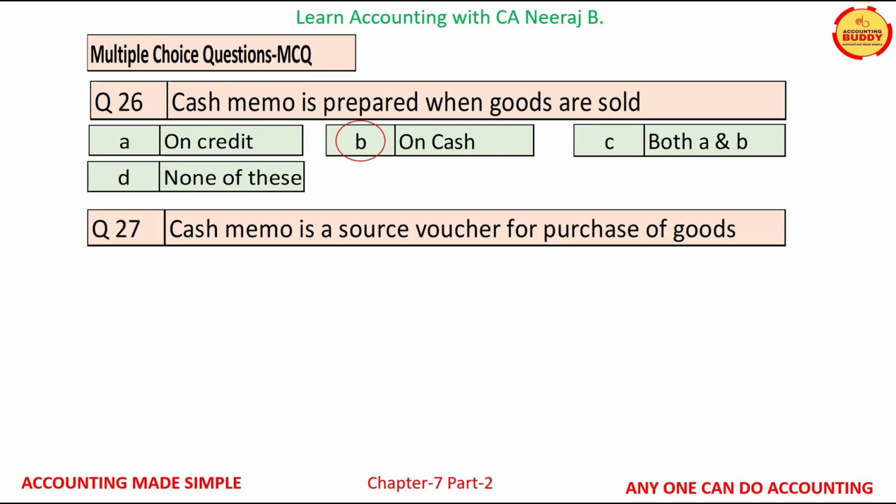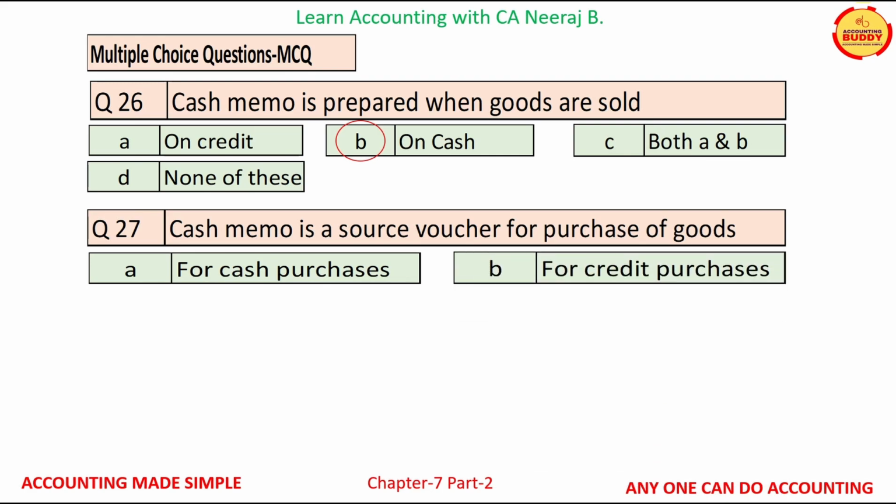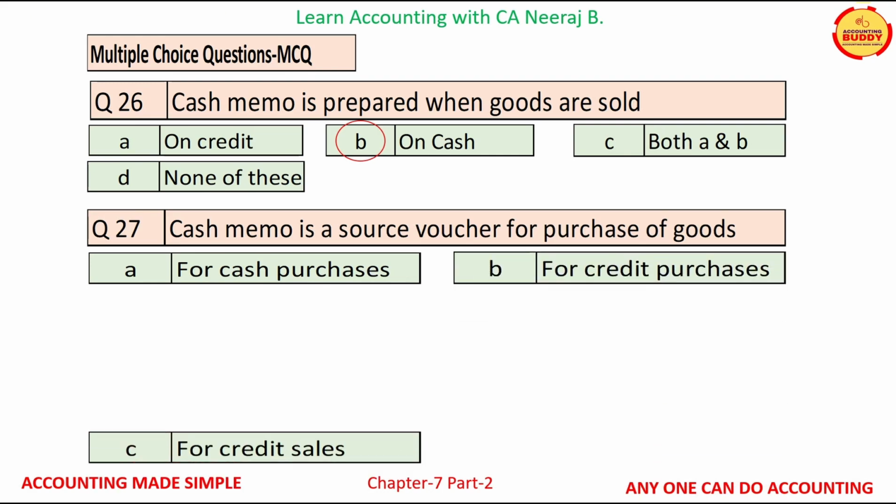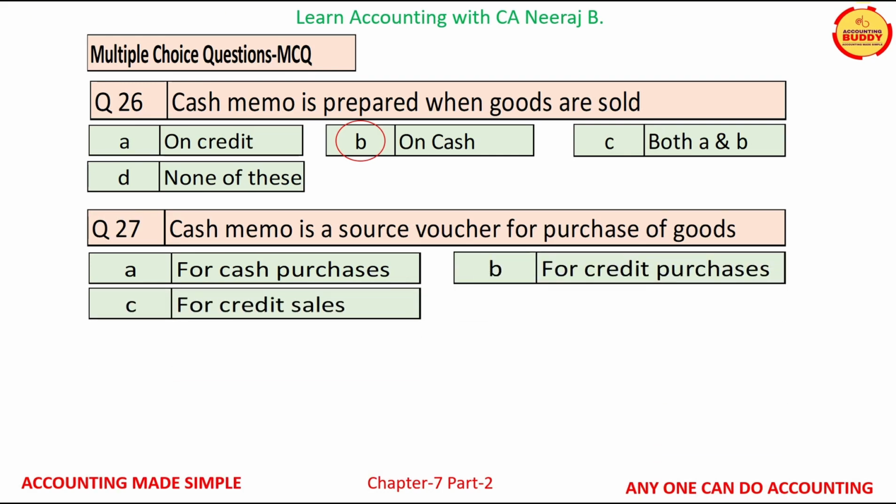Question number 27. Cash memo is a source voucher for purchase of goods, and the options available are option A for cash purchases, option B for credit purchases, option C for credit sales, and option D for cash sales. And the correct answer is A for cash purchases. Cash memo is a source voucher for the purchase of goods for cash purchases.